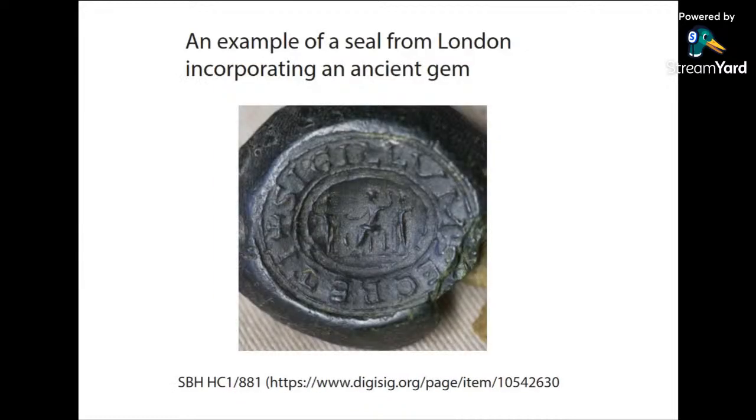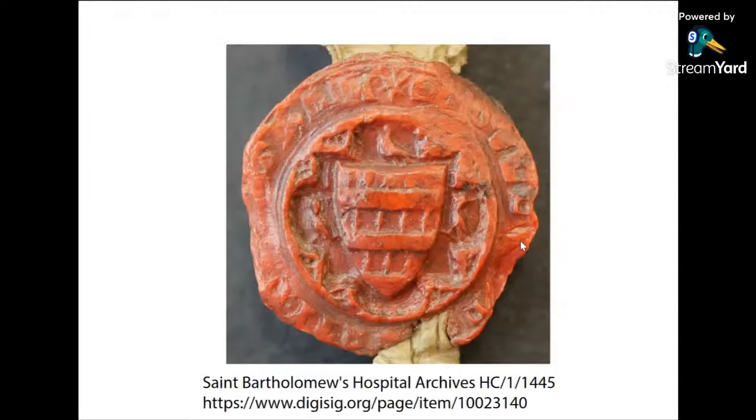Some people use ancient gems, as I already mentioned. Here's an example from London, probably of someone who is involved in the mercantile community using a recycled ancient gemstone as their seal. Here's an example from the 14th century, a seal with a shield of arms presented as its central motif.